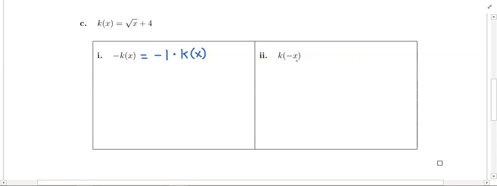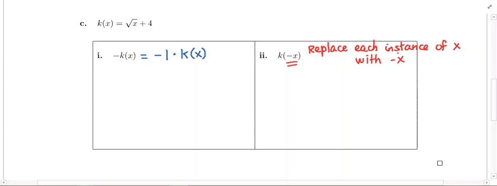And then the difference is in part 2, if the negative sign's on the inside, in this case, because the negative sign is inside the parentheses, we know that whatever's in parentheses, that's what we're going to replace x with. So here, you're going to replace each instance of x with negative x. Okay, so you absolutely have to know the difference between these two things. Okay, what it means for the negative sign to be on the outside versus what it means for the negative sign to be inside the parentheses.